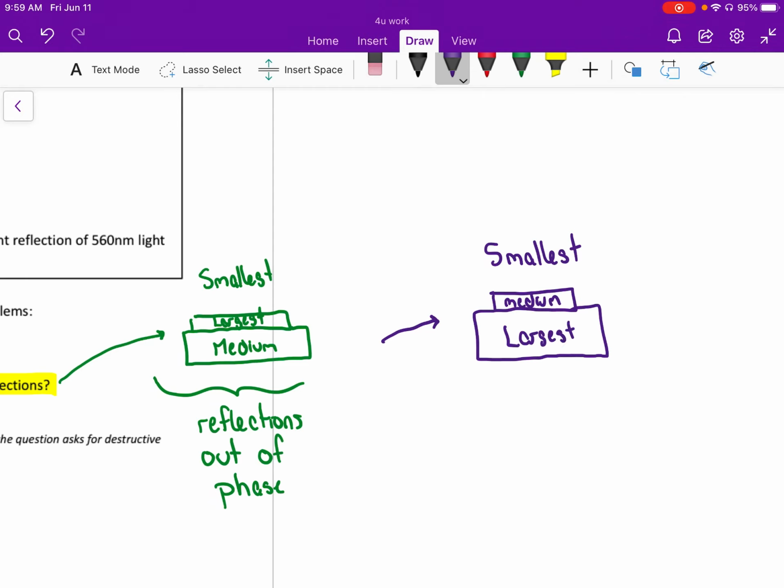bundle of light number 1 would be in the air. It would bounce off the medium index of refraction, so it's bouncing off a larger index. Bundle of light number 2 is in the film, in the medium, and bouncing off the larger index. So it's also bouncing off a larger n. If your n's are in order like this, smallest to medium to largest, then your reflections are in phase.